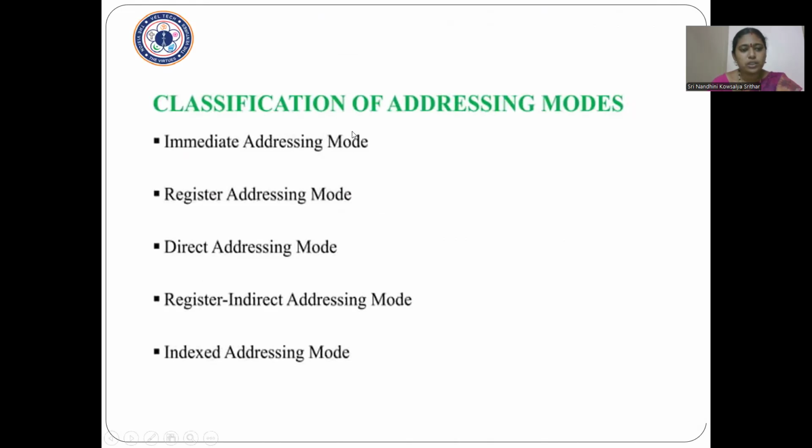Here we are going to see the classification of addressing modes. First one is immediate addressing mode. Second one, register addressing mode. Third one, direct addressing mode. Fourth one, register indirect addressing mode. Fifth one is indexed addressing mode.